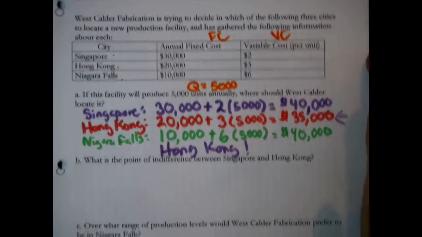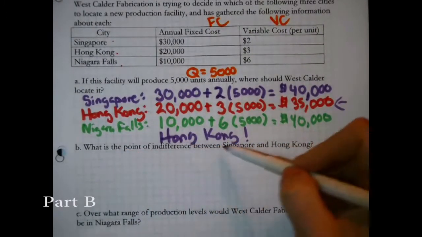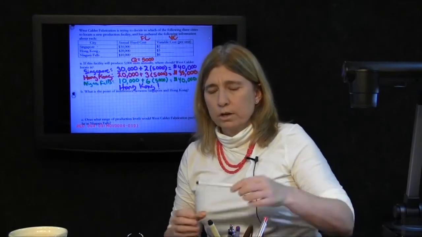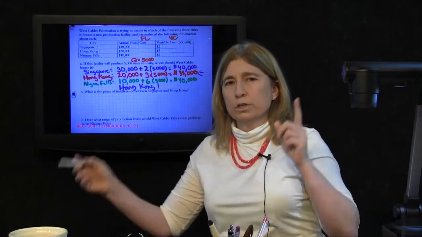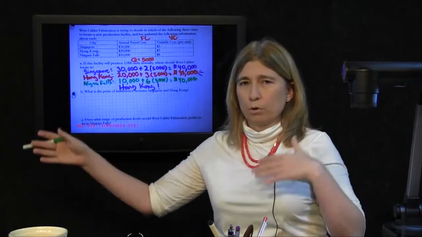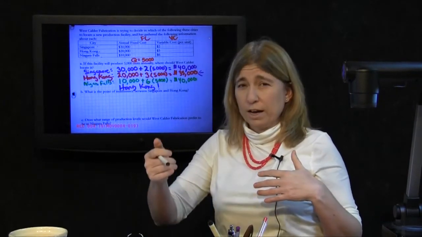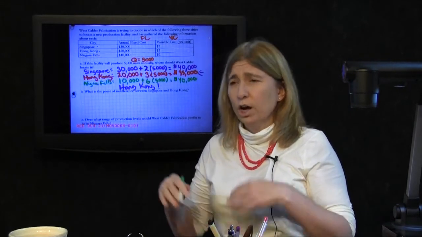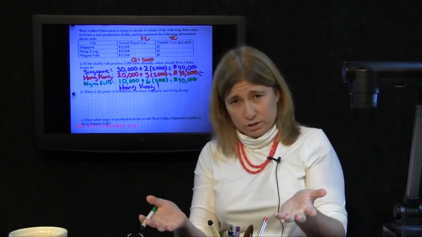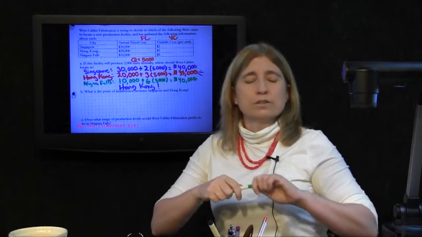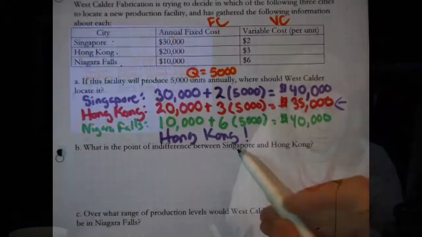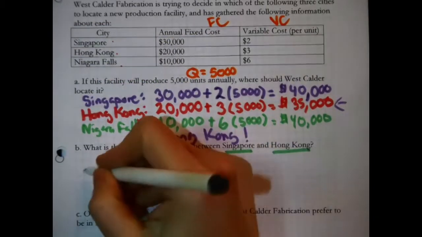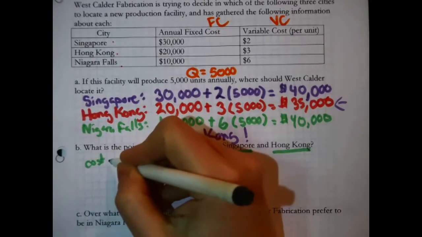All right, now, next question. What is the point of indifference between Singapore and Hong Kong? Okay, a point of indifference is a condition at which you wouldn't care between 2 or more alternatives. Now, the issue of caring, here it's about cost, right? Which location is the lowest cost? You wouldn't care if the costs were the same. So the only thing that we need to do is figure out when costs would be the same in Singapore versus Hong Kong. Just logic.